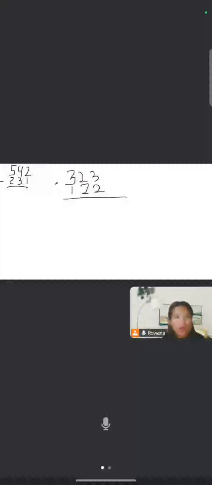Okay, now solve this one. This question. Okay, so now let's proceed to borrow. In borrow, when the smaller number is above, you need to borrow from the neighbor or the next number. But when the bigger number is above, you subtract directly if the number below is smaller than the number above.